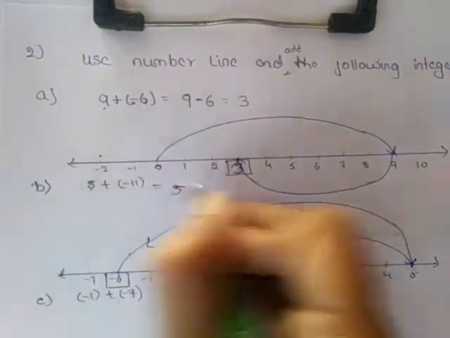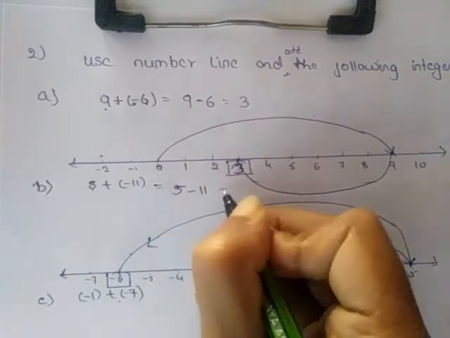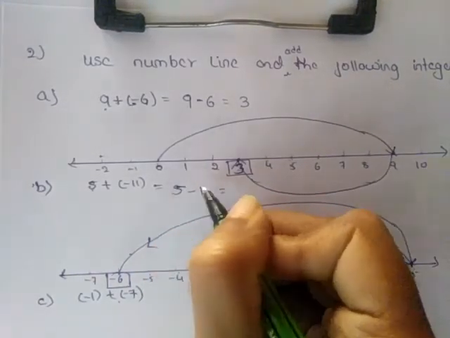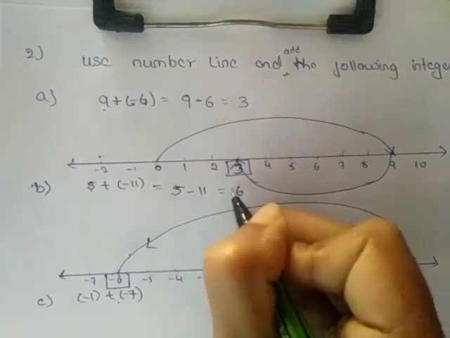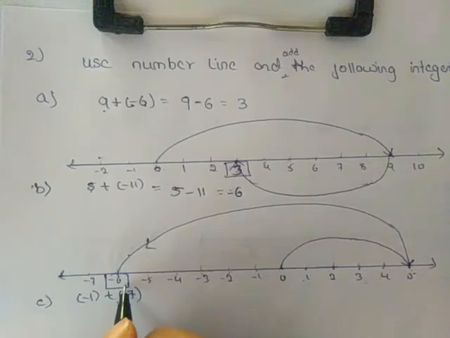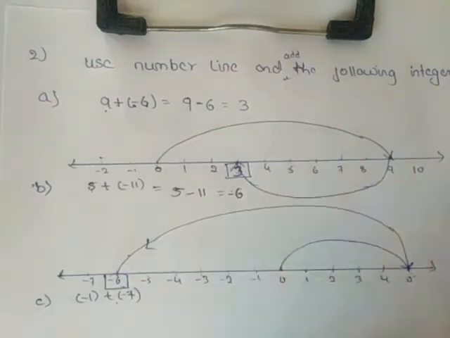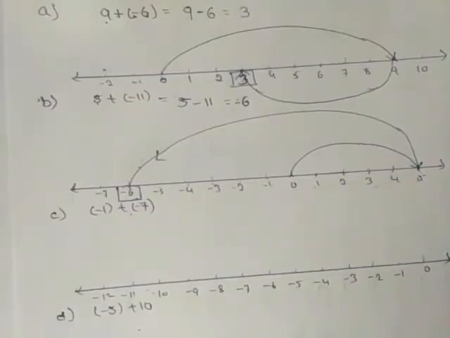5 plus into minus, minus 11. If we subtract 5 from 11, we will get 6, and the bigger number's sign is minus, isn't it? We are here. Okay, then C.